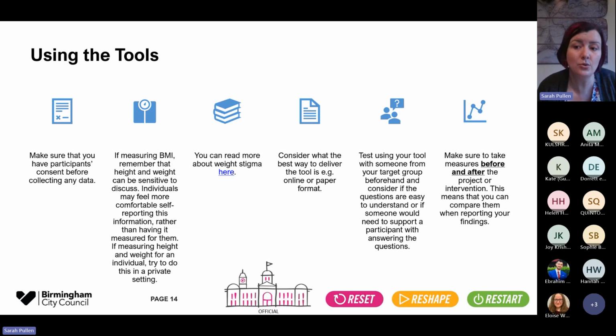And again, make sure to take the measures before and after the project or intervention so you can compare them when reporting your findings. You want to know what the measures were at the start of the project and what the measures were as a result of the project. And not just that, but if you can do follow-up measures a few months later and see if the impact continued, that's really important too.